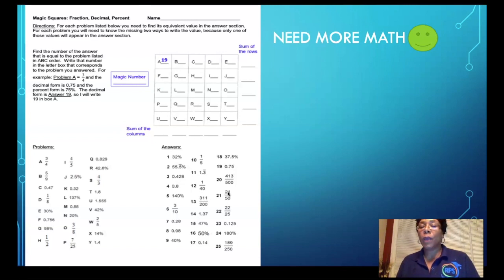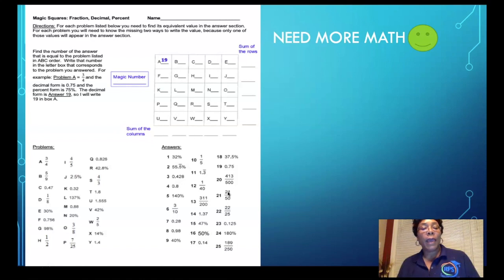So, magic squares. I'm going to read the directions for you. For each problem listed below, you need to find the equivalent value in the answer section. For each problem, you will need to know the missing 2 ways to write the value, because only one of those values will appear in the answer selection. Find the number of the answer that is equal to the problem listed in ABC order. Write that number in the letter box that corresponds to the problem you answered. And then there's an example.